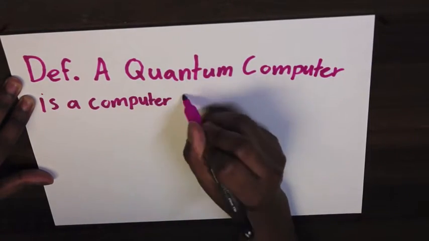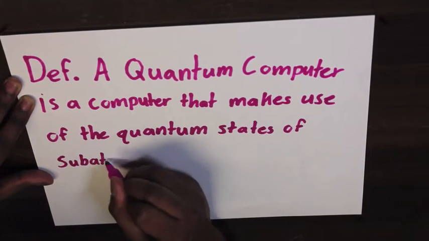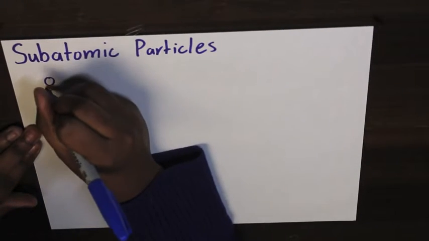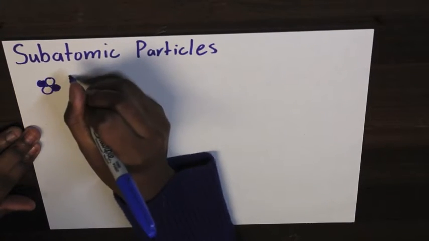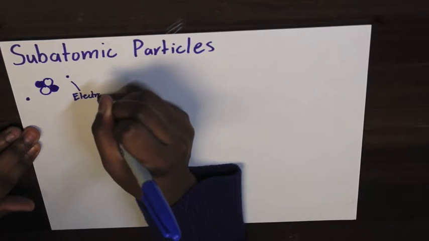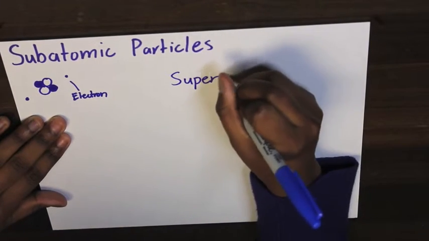Well, by definition, a quantum computer is a computer that makes use of the quantum states of subatomic particles to store information. Now, that definition is a little bit confusing, so let's break it down. A subatomic particle is a particle that is smaller than an atom, like an electron. Particles at this scale behave differently than we would expect them to based on classical mechanics, which is the mechanics you learn in high school physics.